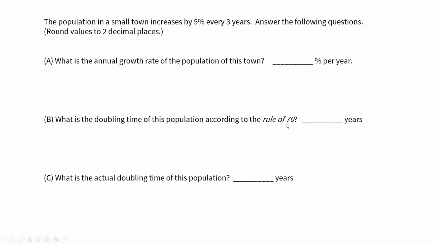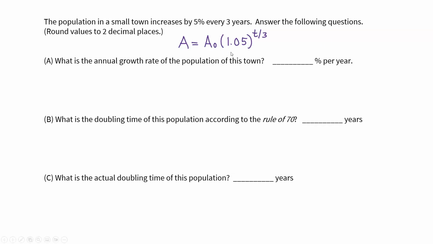So let's look at this. First, you need to come up with a formula that represents the situation. So here, A equals A sub 0 times 1.05 to the t over 3 power. A is going to be the amount after a certain period of time. A sub 0 is the initial amount, which you're really never given, and you really don't need it for this situation.